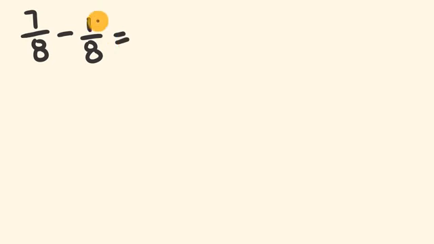You've got it. 7 minus 1 is 6, and that bottom number, the denominator stays the same. It's 6/8. We can simplify this a bit further because we look for a number that goes into both the top and the bottom. 2 goes into both the top and the bottom. So 6 divided by 2 is equal to 3, and 8 divided by 2 is equal to 4. That's just a simplified version, equivalent version of 6/8.